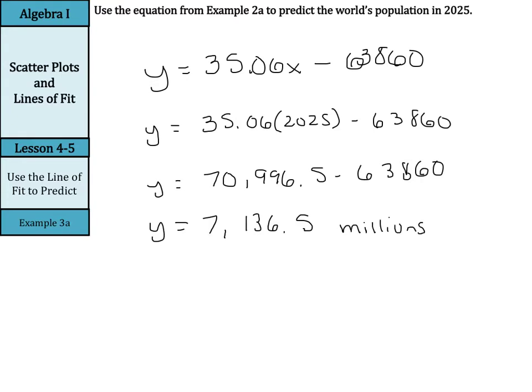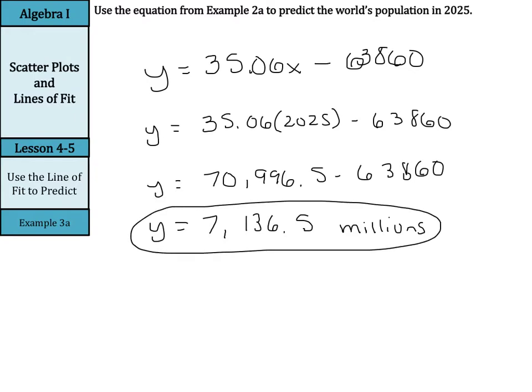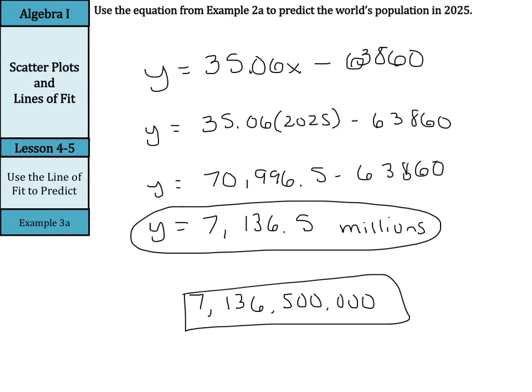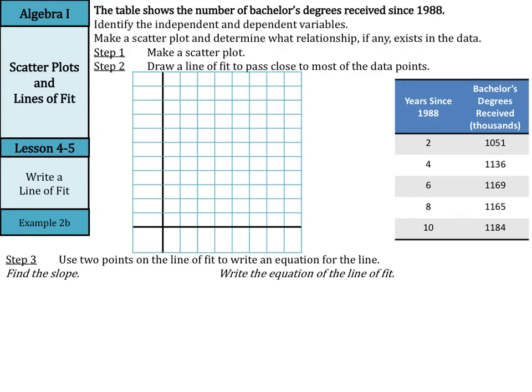So you could leave your answer like that, or you could say there's going to be 7,136,500,000 people in the world based on that equation. Either would work. Let's try this one more time.